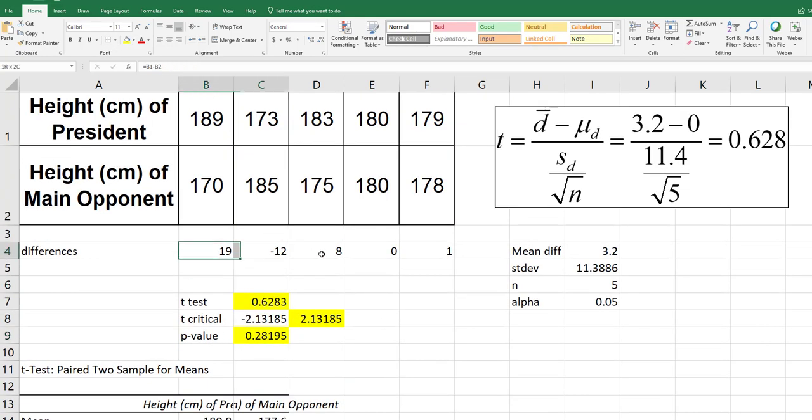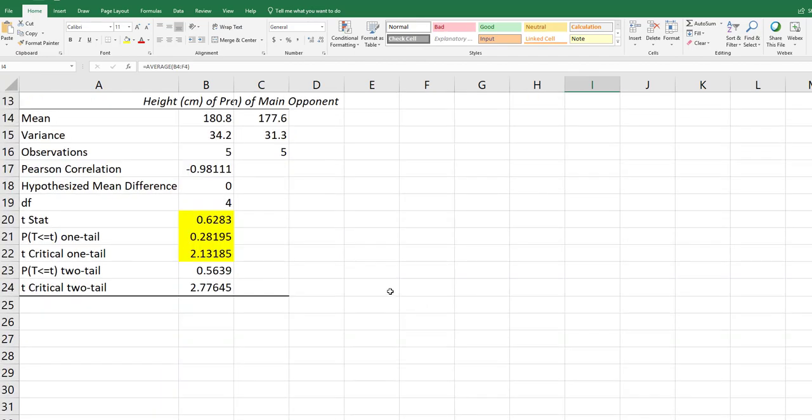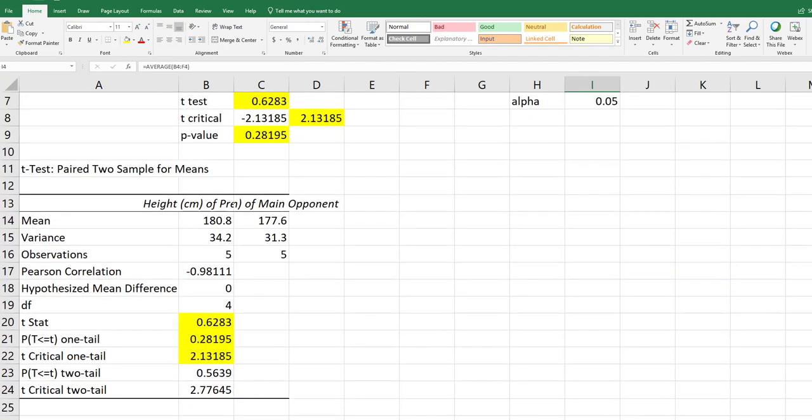The only part though on your homework is you are going to have to find your mean differences and the standard deviation, because they don't give you that in this output, so you'd have to find that manually.